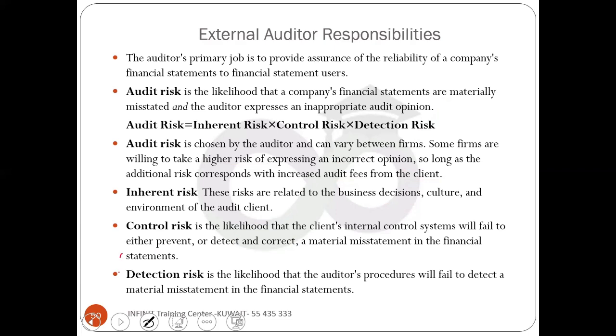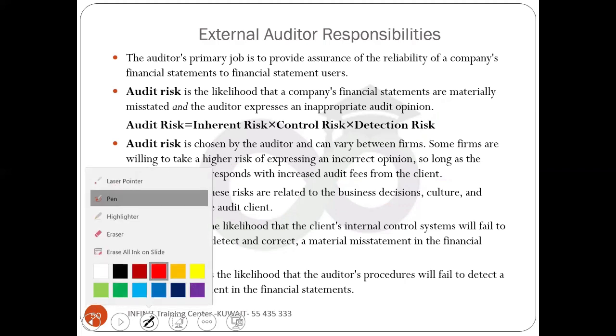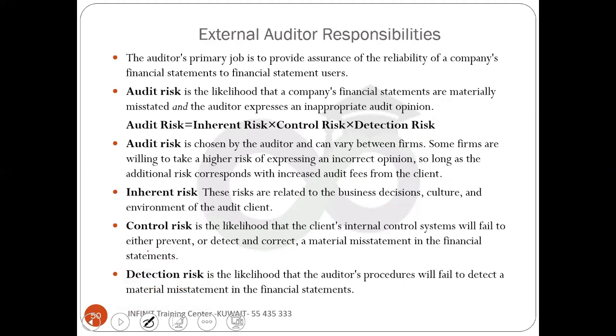The third one is detection risk. Detection risk is the likelihood that auditors' procedures will fail to detect a material misstatement in the financial statements, or the risk that auditors are not able to detect any of the errors in the organization. So when you have all these risks, that is what we call audit risk.